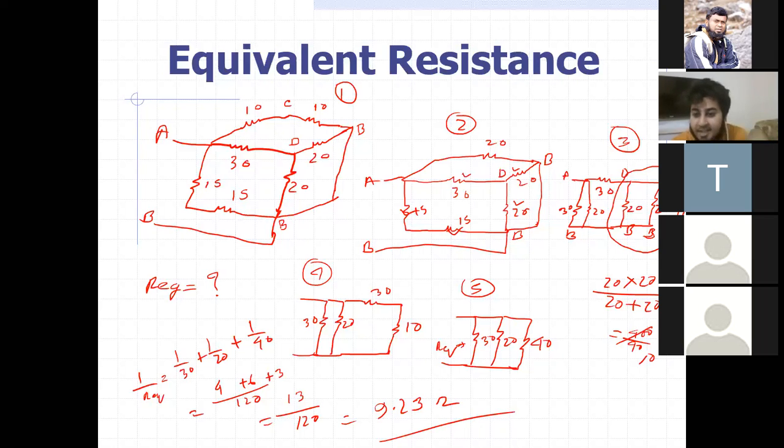Then in diagram C, we see A, D, B, B. There are two in series, two in parallel, 20 and 20. Those two, if we calculate it, become 10. In diagram 4, we see 10. Only just discuss diagram 3. Okay, stop.